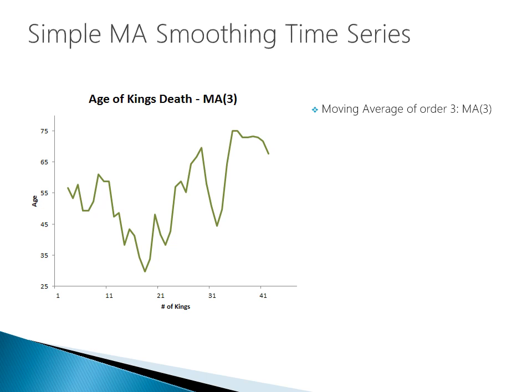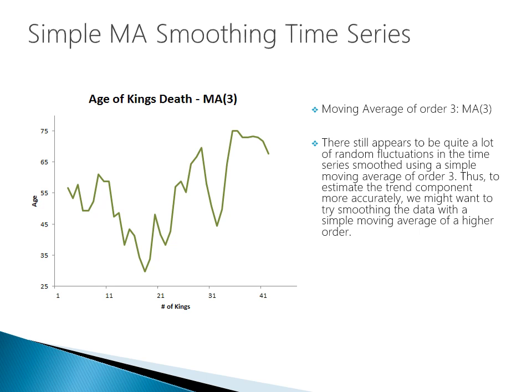So to use a simple moving average smoothing of time series, we're going to use a moving average of the order of 3, which is a MA3. When we do this, there still appears to be quite a lot of random fluctuations in the time series smoothed using a simple moving average of order 3. Thus, to estimate the trend component more accurately, we might want to try smoothing the data with a simple moving average of a higher order.